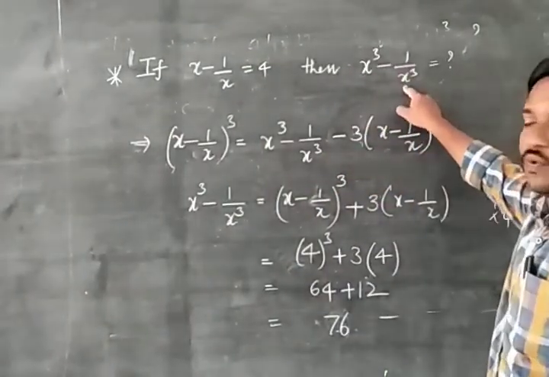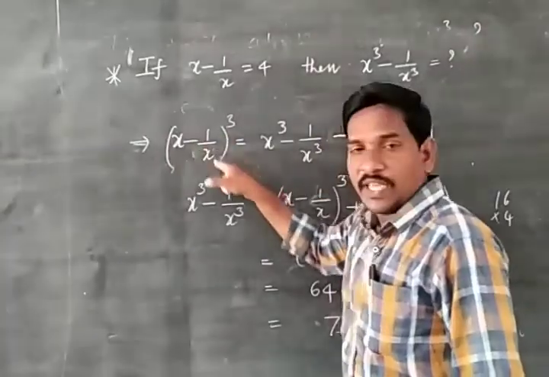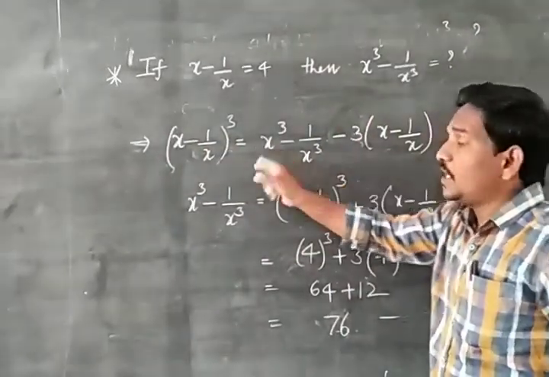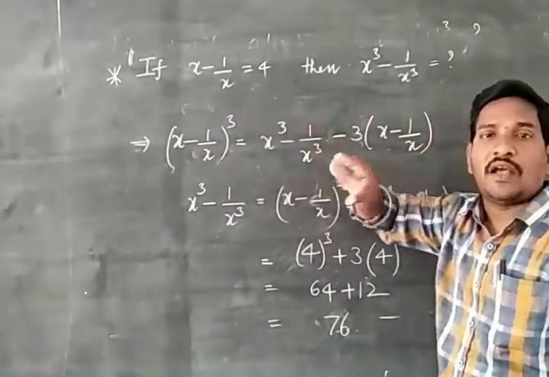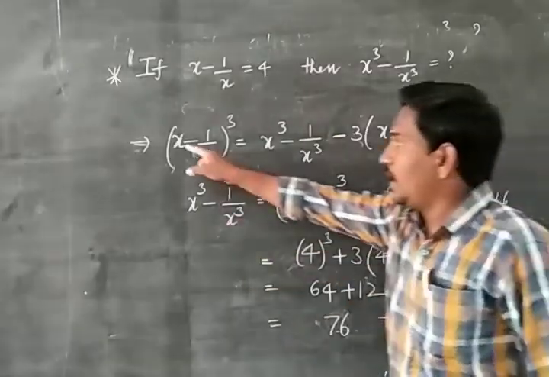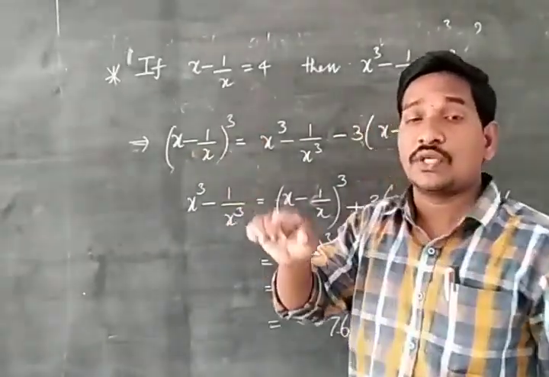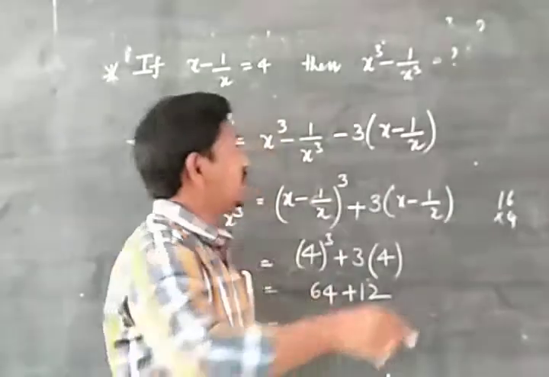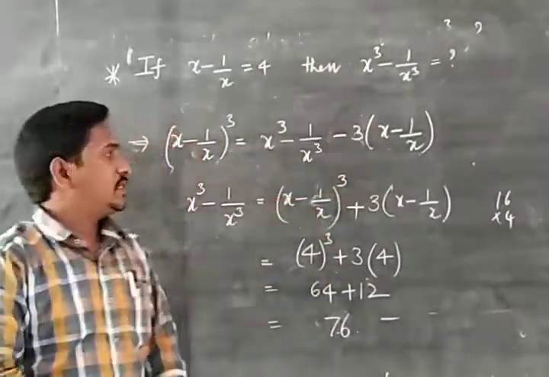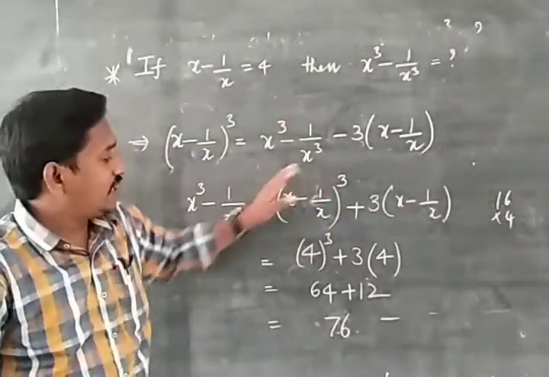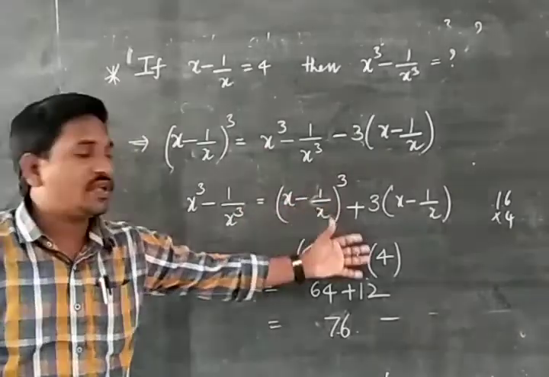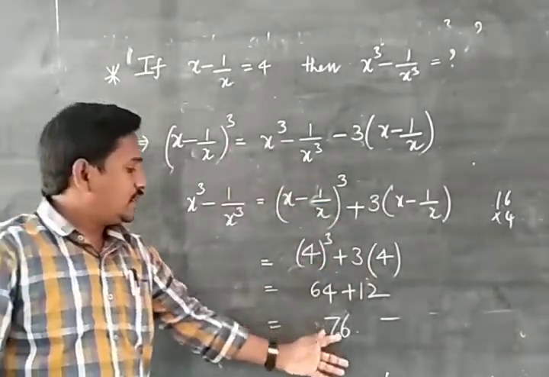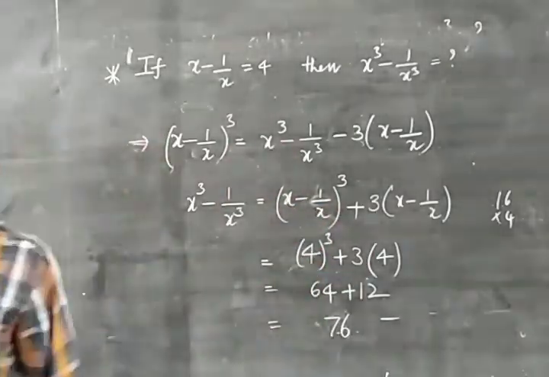If x minus 1 by x equal to 4, then find x cube minus 1 by x cube. I am taking only the formula here, which you already learned in the previous class. x minus 1 by x whole cube equals x cube minus 1 by x cube minus 3 into x minus 1 by x. I need this one. So by the transposition, we substitute the given values, and 76 is the answer.